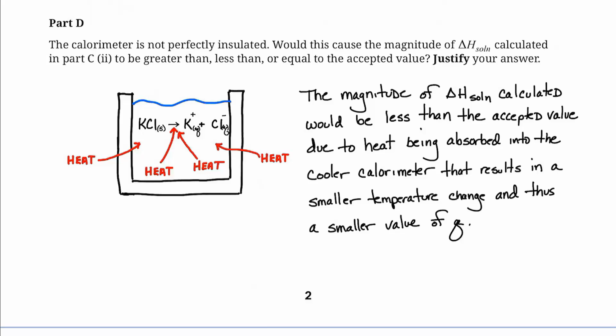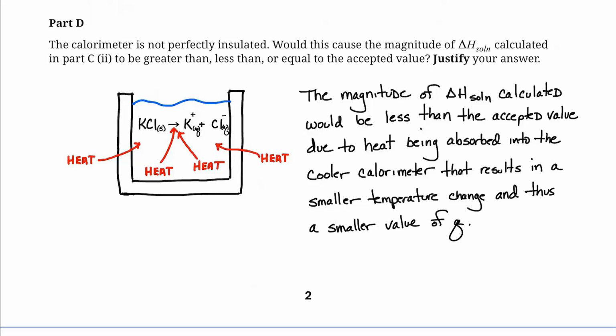And the reasoning is because, if we're trying to drop the temperature because more and more KCl is absorbing heat, and heat is finding its way into the calorimeter from the surroundings, then that temperature change is going to be compromised. It's not going to be as low because we keep adding heat from the surroundings. Therefore, it doesn't get as low as we would expect. And if the temperature change isn't as great as what we expect, then guess what? Q is going to be smaller.